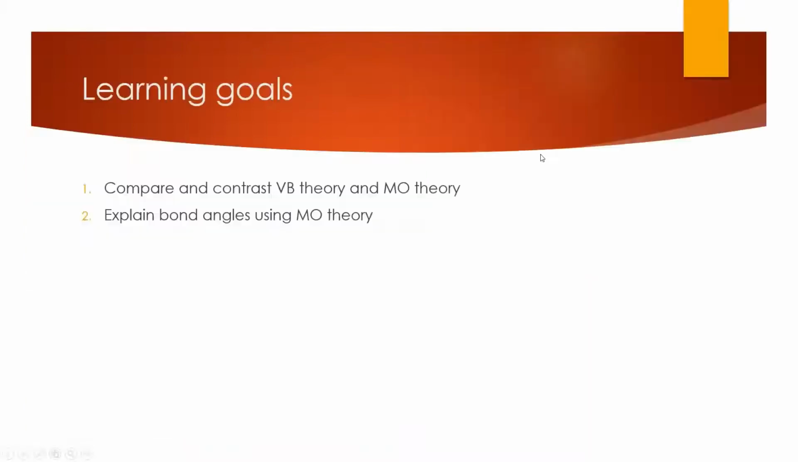So the learning goals for today are to compare and contrast our valence bond theory and our molecular orbital theory, so our localized bonding model and our delocalized bonding model. And we're going to see that you can actually use MO theory to predict the bond angles. Remember, that was one of the shortcomings of hybridization theory: we couldn't explain why water had a 104.5 degree bond angle.